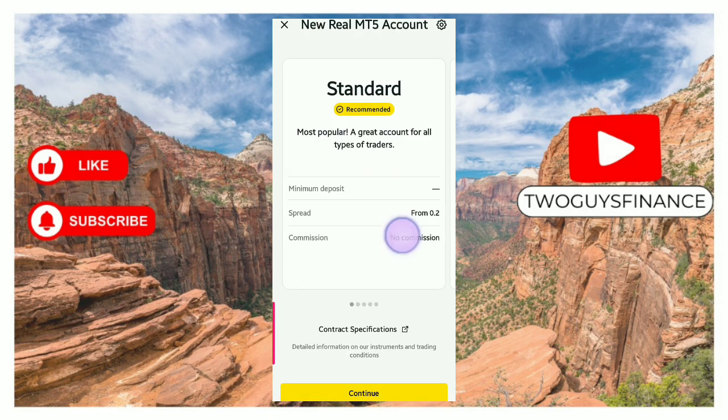Now this is a real account, so you can see all this is recommended. This is standard. You also have the standard cent, which is the basic standard account with micro lots instead, perfect for beginners. The minimum deposit is 10 USD, spread is from 0.3 and there's no commission.